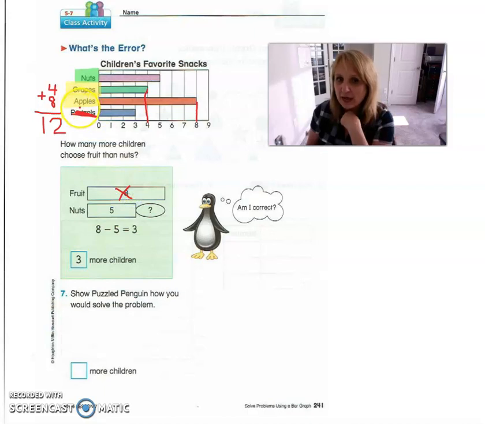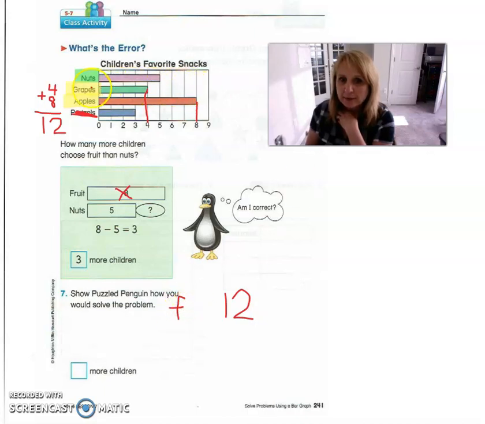He only counted the apples. He did not count the grapes as a fruit. That's where he made his mistake. So number 7 says, show Puzzle Penguin how you would solve it. All right, so 12 children chose fruit, and I'm just going to write an F. I'm not going to write the whole thing out.